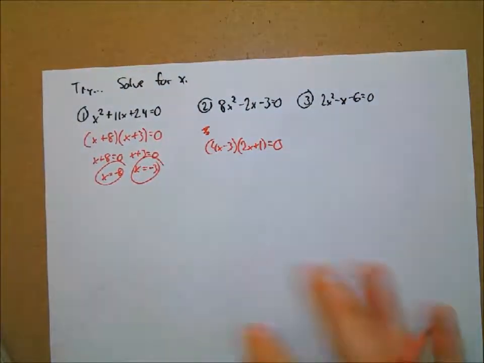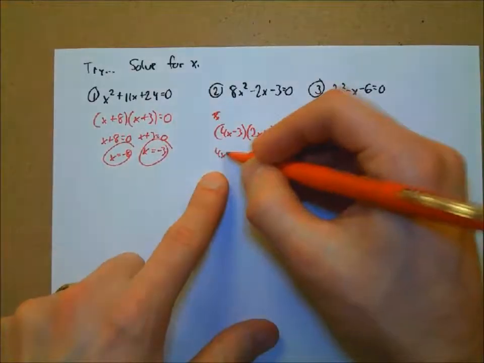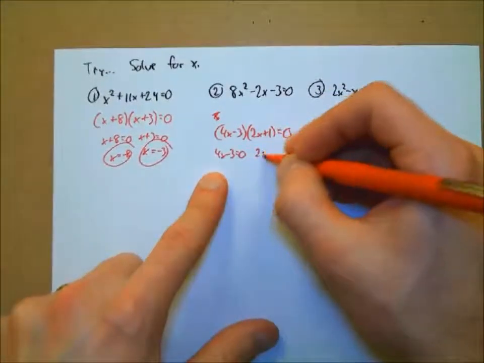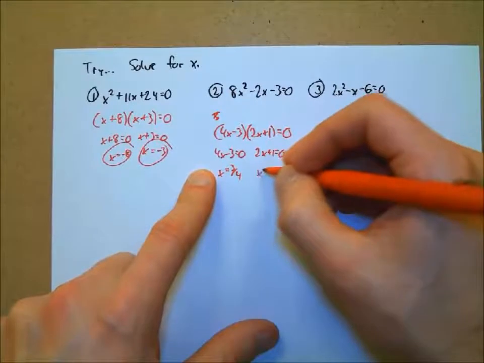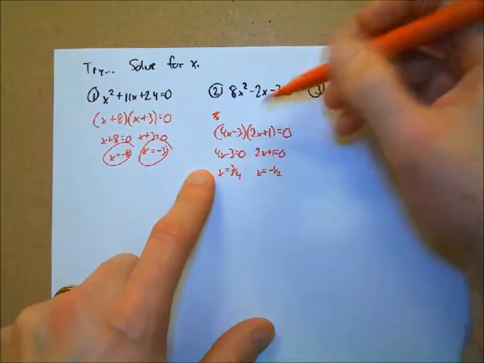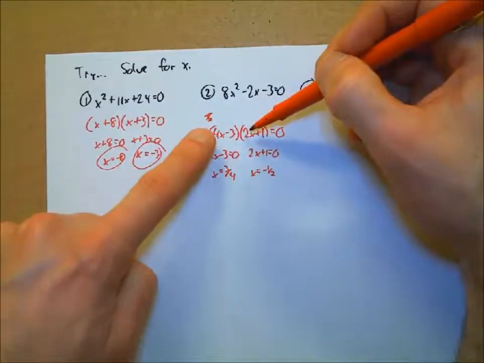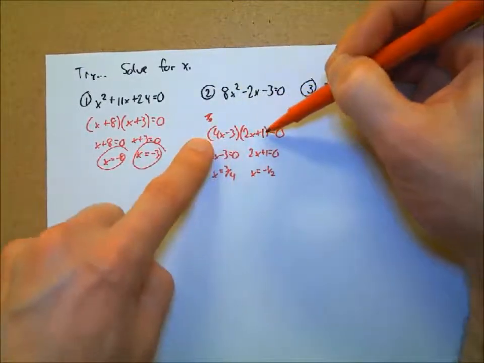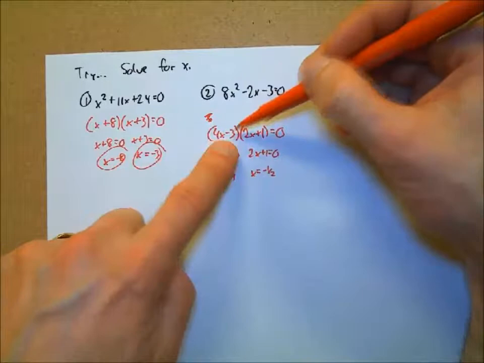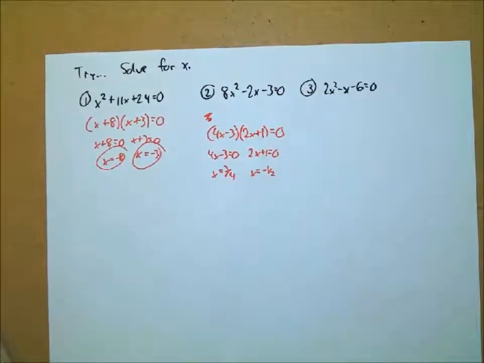Very good. And so then we get 4x minus 3 equals 0, 2x plus 1 equals 0, so x equals 3/4, x equals negative 1/2. Let's just check, Kyle, to make sure you got it right. 4x times 2x gives us 8x squared. Negative 6x plus 4x will be a negative 2x, and then negative 3 times 1, negative 3. Looks good to me, okay?